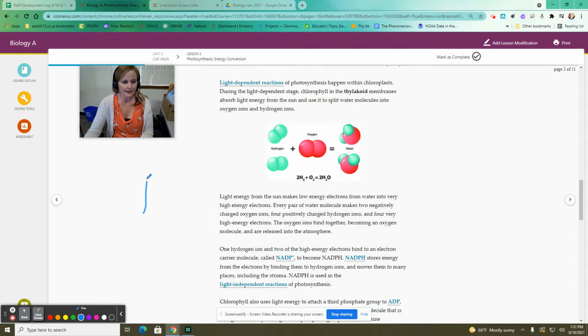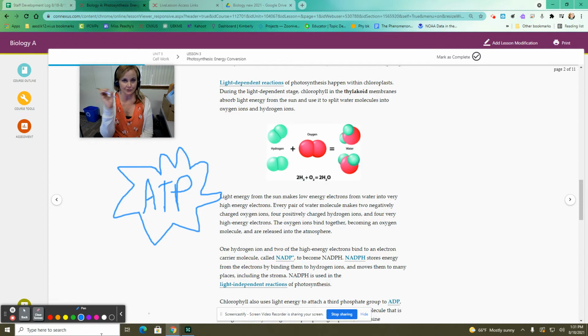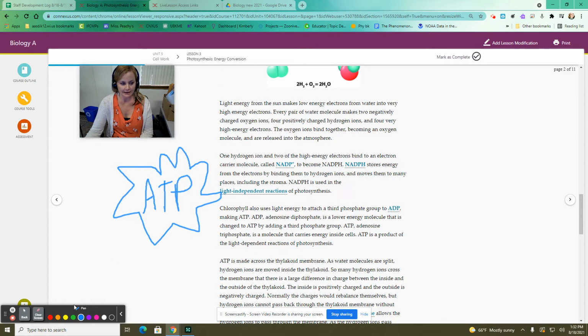We end up with ATP, adenosine triphosphate, which has more energy than ADP. It is created, again, by shuttling those hydrogens from inside the thylakoid to outside the thylakoid through that doorway, which is known as ATP synthase. So that's part of the light-dependent reactions. So it creates ATP here.